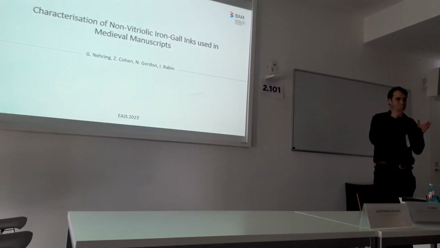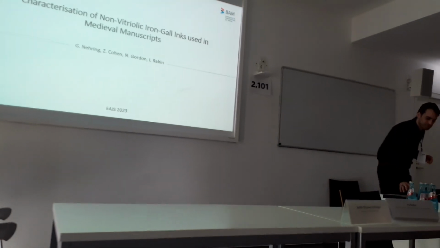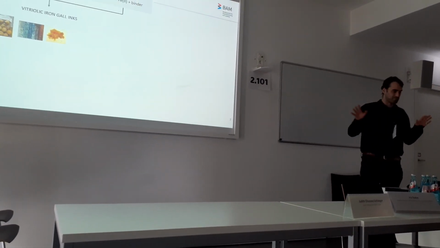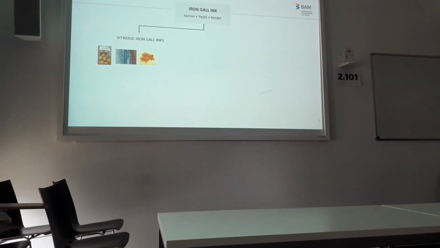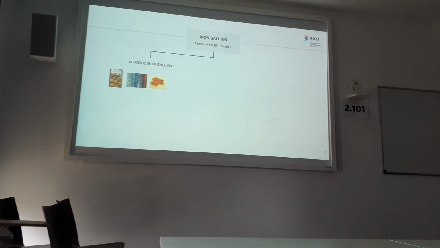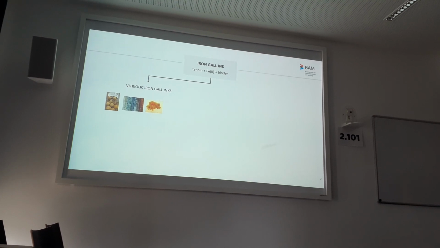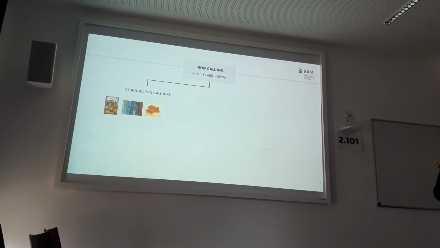Inks that we can hardly distinguish. So first of all, just to start again with the ink types, we have iron gall inks, which are products of a chemical reaction between iron two ions and tannins with an addition of the binder. The most common iron gall inks, vitriolic iron gall inks, are produced with use of vitriol. Vitriol is a source of iron ions.